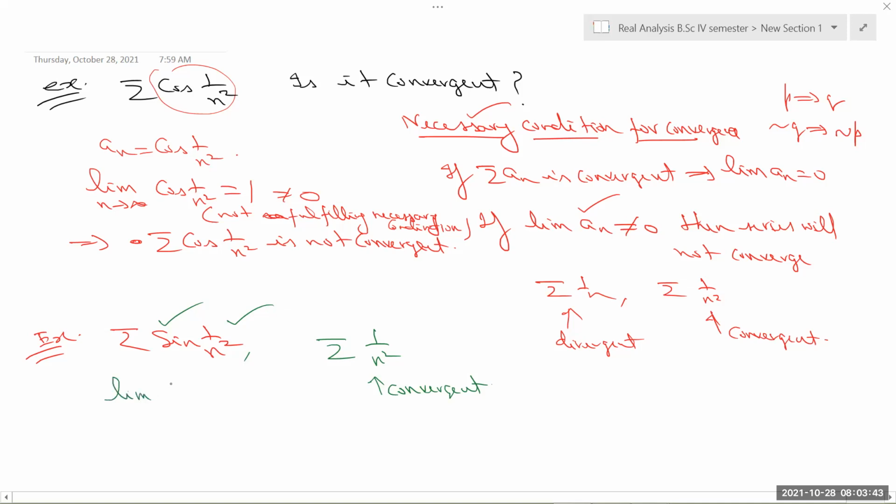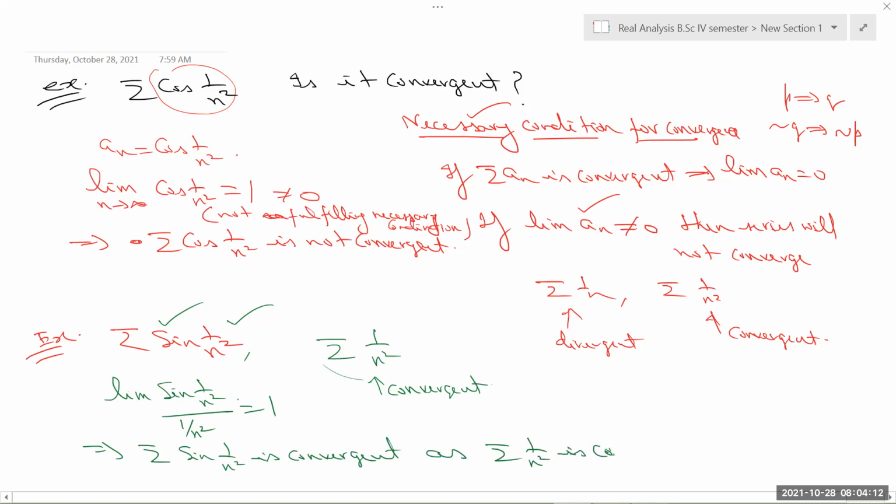Limit of sine 1 by n square upon 1 by n square. One can check that 1 by n square is tending to 0, so sine theta by theta, its limit is going to be 1. So their nature will be alike. And since this one is convergent, this implies that the series sine 1 by n square is convergent as series 1 by n square is convergent. So this one is a very good test, the comparison test.